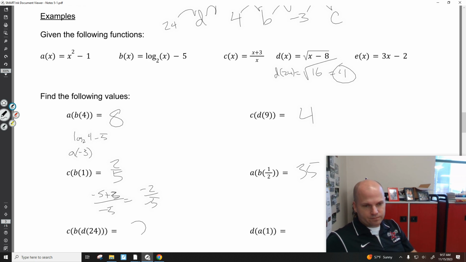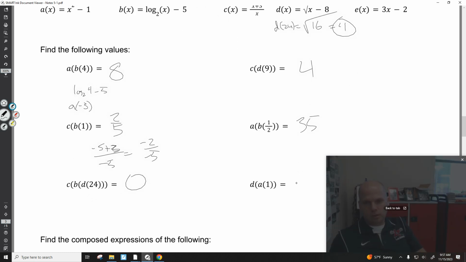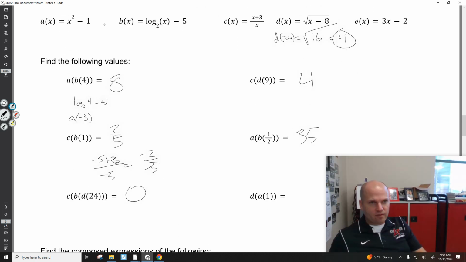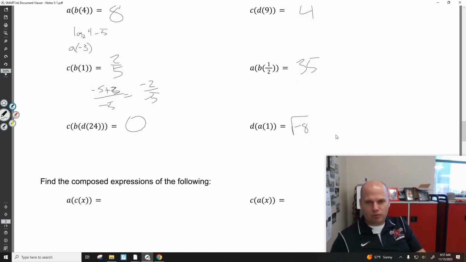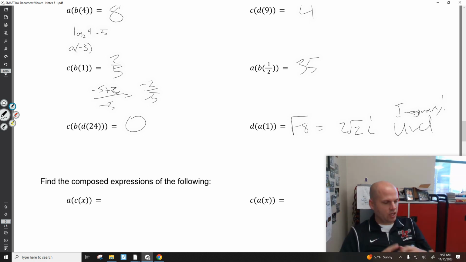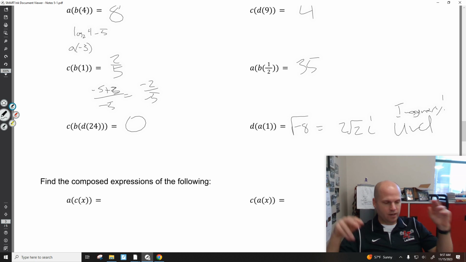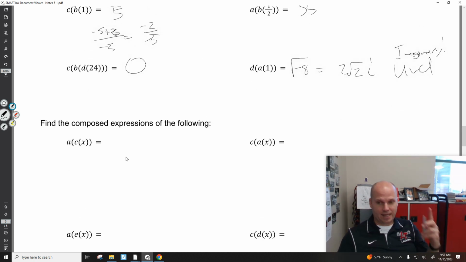Oh, 0. Nice. A of 1 is 0. D of 0 is negative. Ooh, this is good. The last one, A of 1 is 0. D of 0 is root negative 8, which is like 2 root 2i, or which is like undefined imaginary. We're going to talk about like, sometimes when you compose things, we got to pay attention to the domain. We'll do that later. Let's compose some expressions using x's.